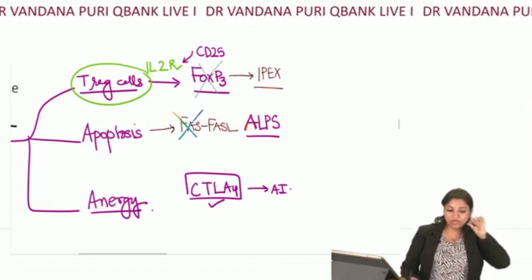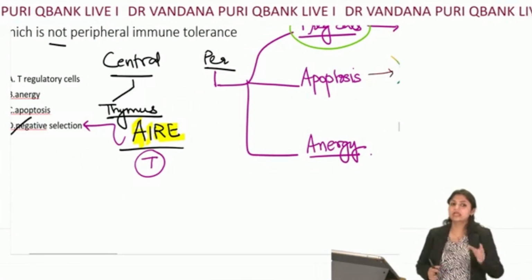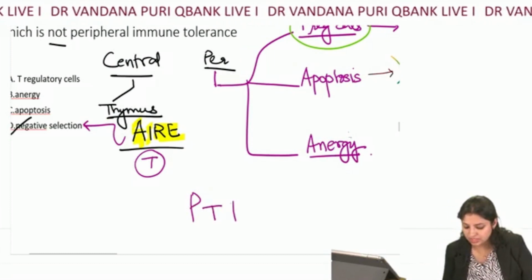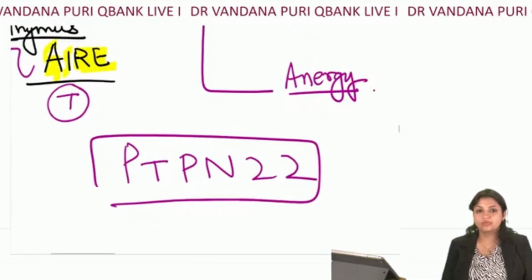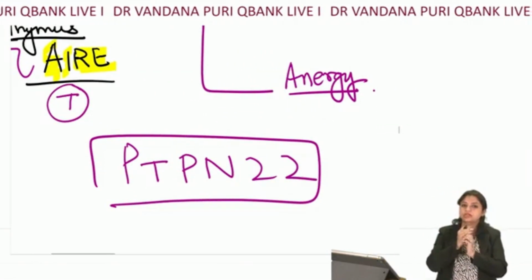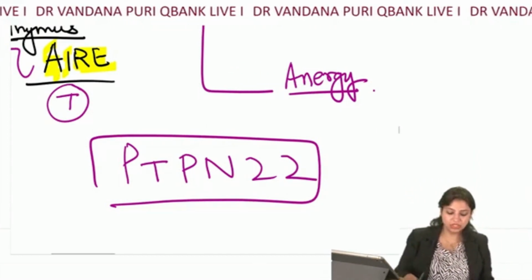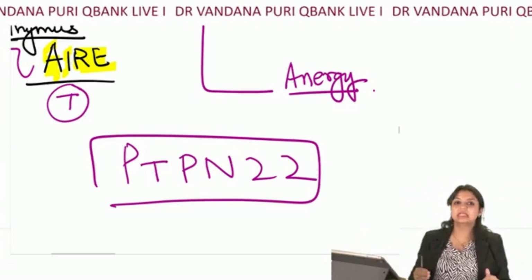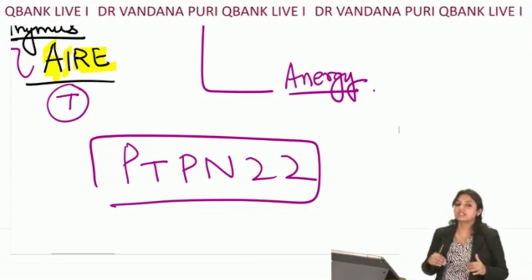Okay, and one more I would like to tell you here. Central tolerance is basically done by the AIRE gene. There is another molecule called PTPN22. This you should know, my dear friends, that PTPN22 is the most common gene associated with autoimmunity, and it affects various parts, but typically it prevents negative selection. So it does not allow negative selection to occur properly.